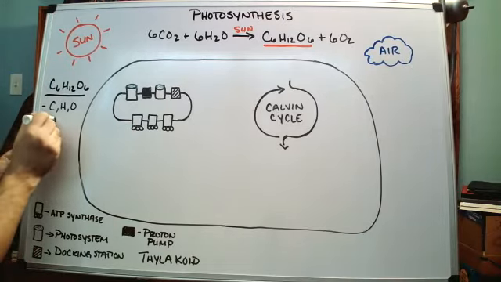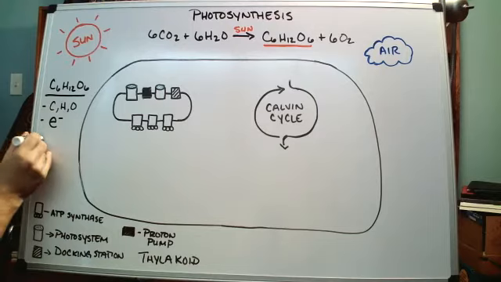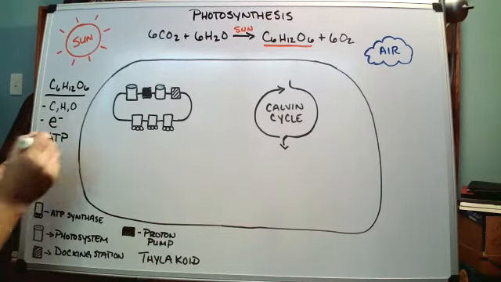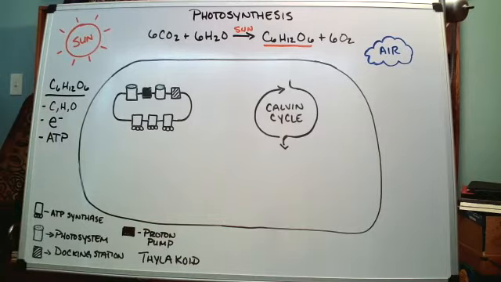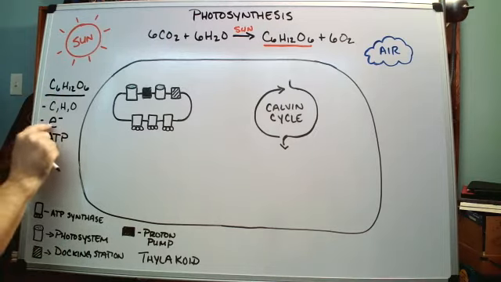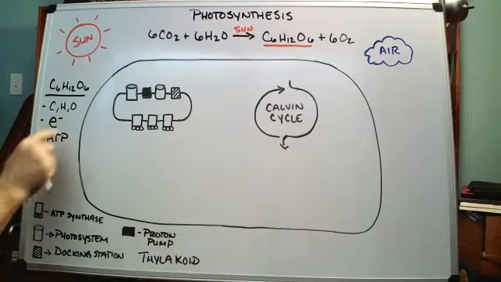Secondly, we're going to need electrons. We usually write an E with a negative symbol to indicate electrons. And then third, we're going to need ATP. Now, the reason for all of these, well, at least the reason for the first one's pretty obvious. We need carbon, hydrogen, and oxygen because glucose has carbon, hydrogen, and oxygen. We need electrons because electrons are responsible for bonding. We know that when 2 atoms bond together to create a molecule, they bond because of their electrons.